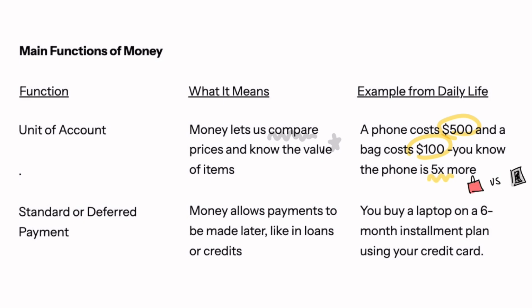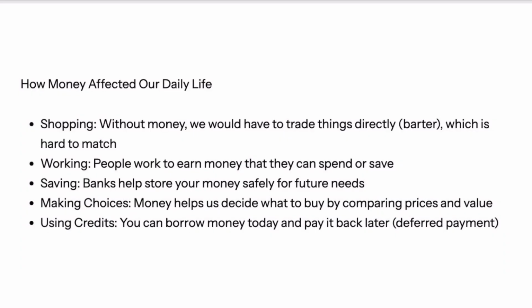And lastly, we're going to be talking about standard or deferred payment. This talks about how money allows us to make payments later in things such as loans or credits. For example, you can buy a laptop on a 6-month installment plan using your credit card, allowing you to pay money over time.